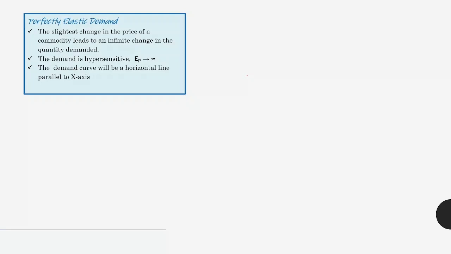The first one is perfectly elastic demand. So what happens here is when there is a slight change in price, what we see is that there is an infinite change in the quantity demanded.